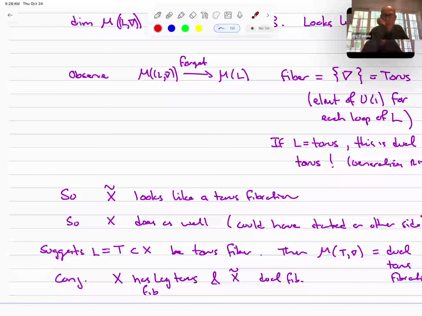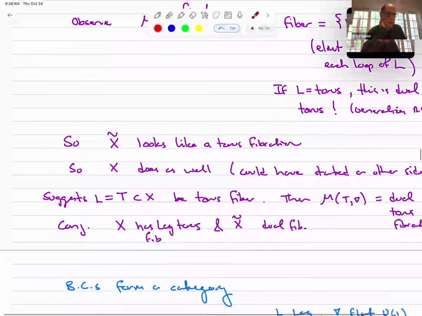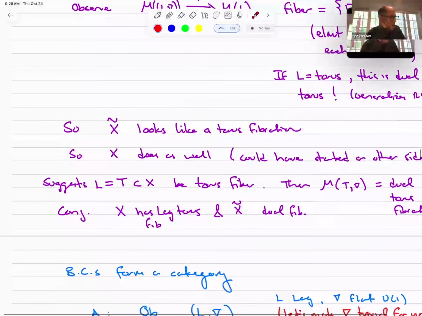Okay, so that's a nice slogan that you can take away with. Mirror symmetry is T-duality. But I guess the point of the talk is to do a little bit more explaining than sloganeering. So I'm going to come back to that part.